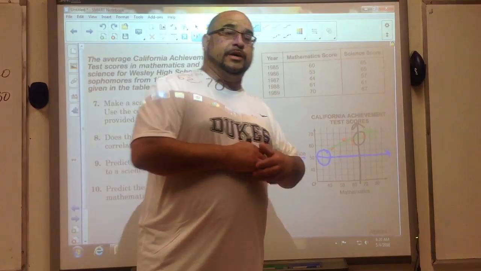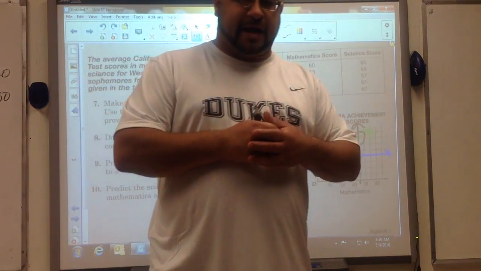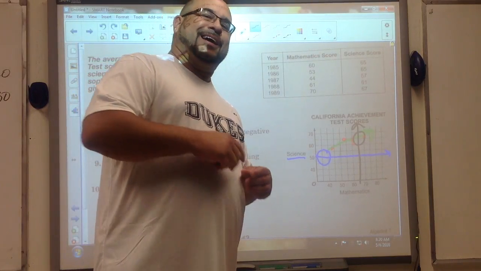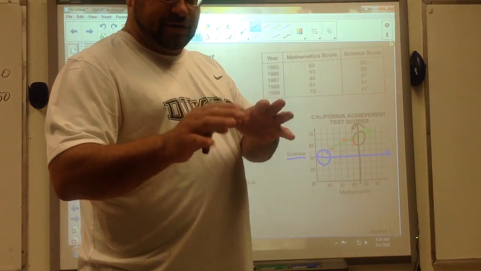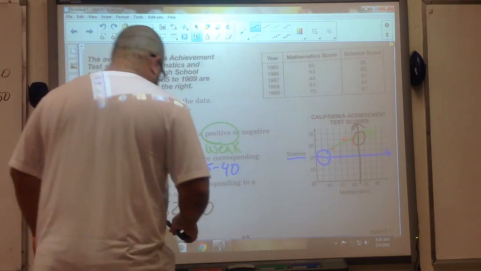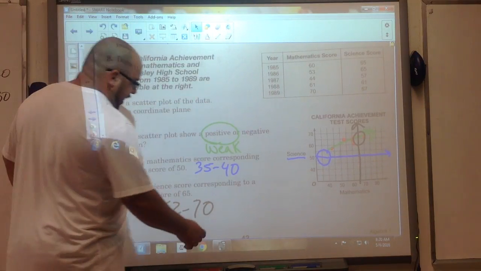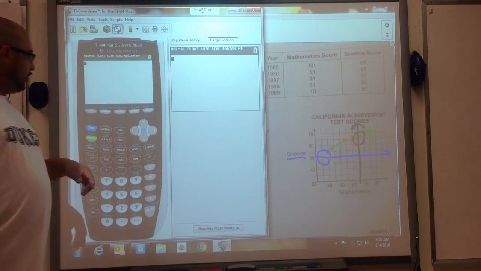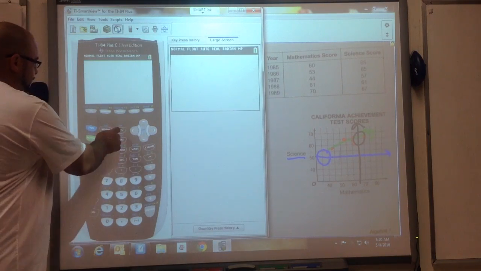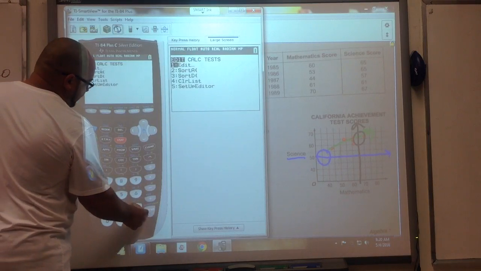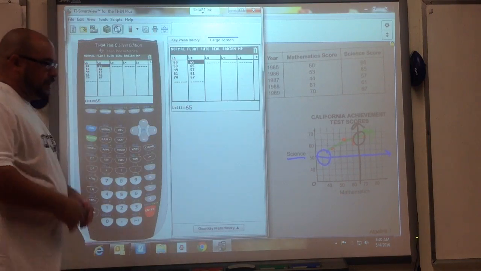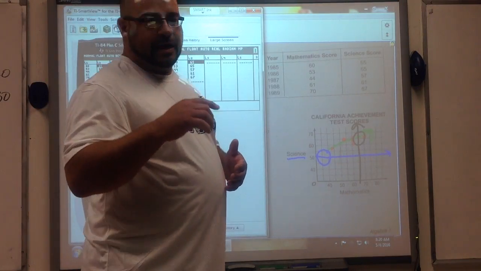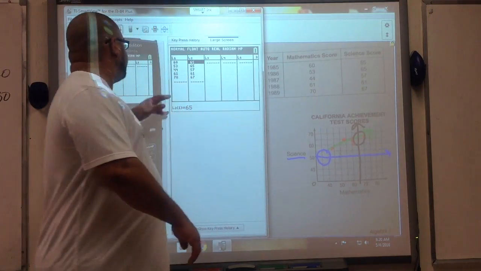What we're going to do now is put this data into our calculator, find the equation of the best fit line, and see how close we are to our prediction. So do me a favor, turn the calculator on. After you turn the calculator on, we're going to hit the stat button, and then hit enter. We're going to edit. Now, I've already done so, but you can pause the video and enter your 2 columns in.